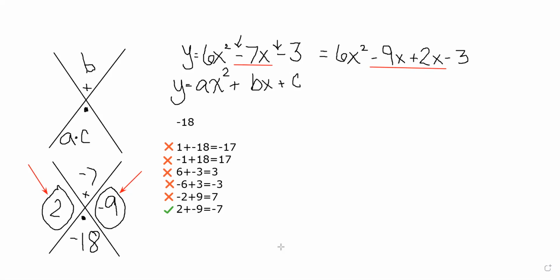Okay. Any questions about how I broke this up? You'll see what I'm going to do with it. But does anyone not understand how or why I was able to rewrite negative 7x as negative 9x plus 2x? Any questions there? Okay.